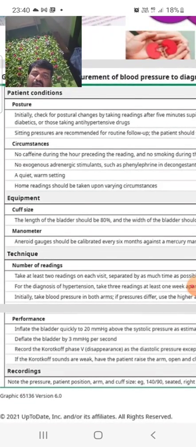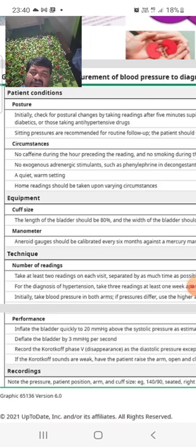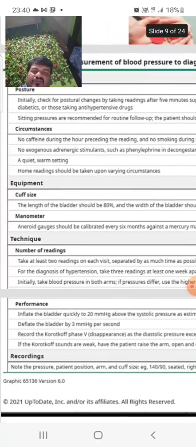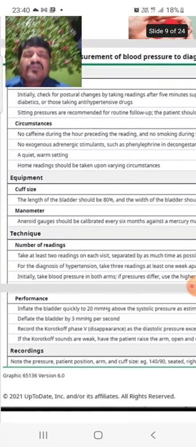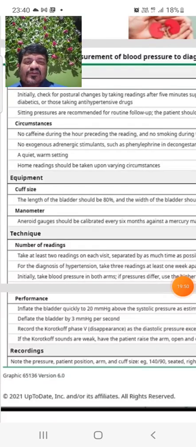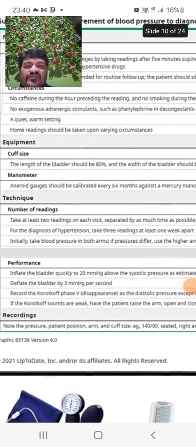ओके, और हम लोग दोनों ही आर्म्स में we can take the blood pressure in both arms, and if it differs, use the high arm. That is very much clear to us, and many times you are using this practice as well. So number of readings is important.